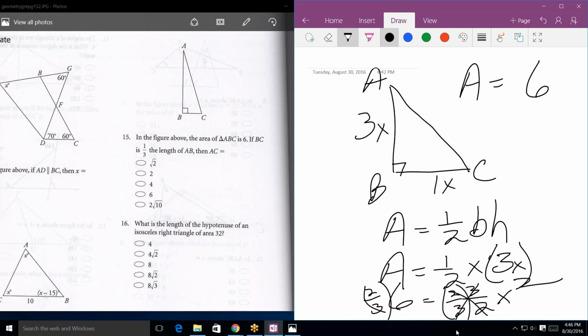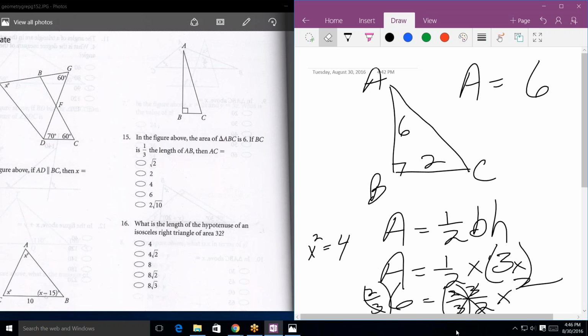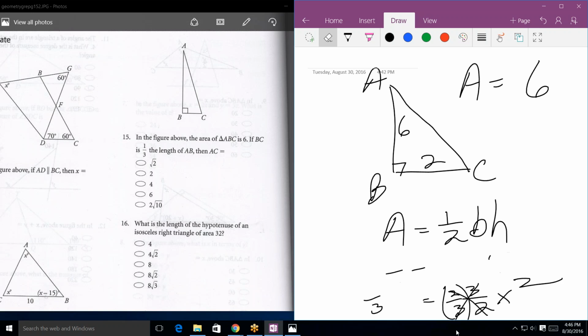So what's x equal to? X equals 1. If x squared is equal to 4. Oh, x equals 2. Right. So that makes this side 2, and it makes this side 6. And now let's check, always check, is the area of that triangle equal to 6? It's 1/2 base times height.